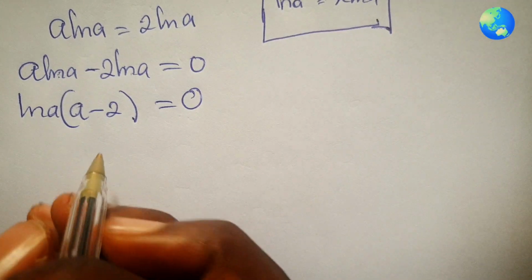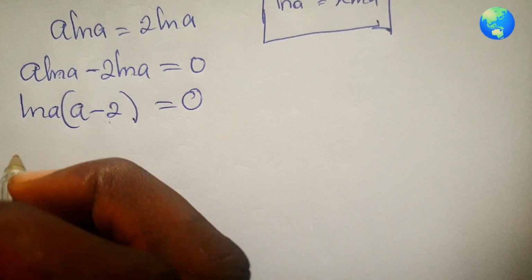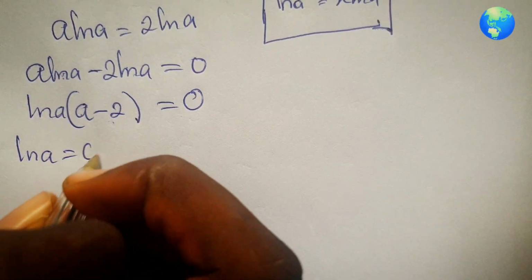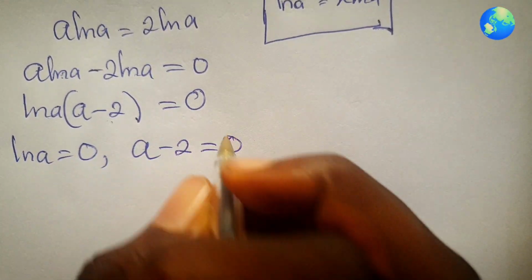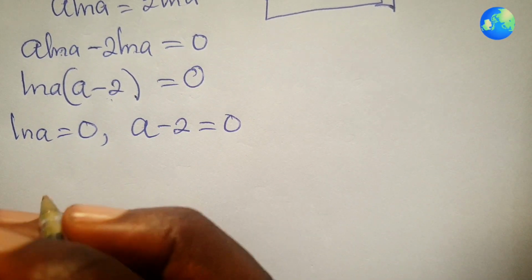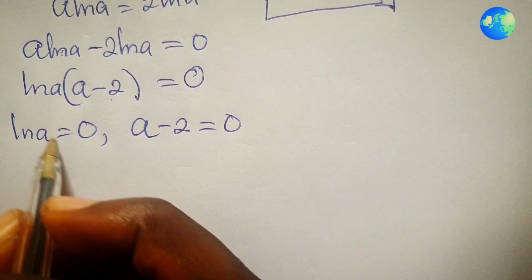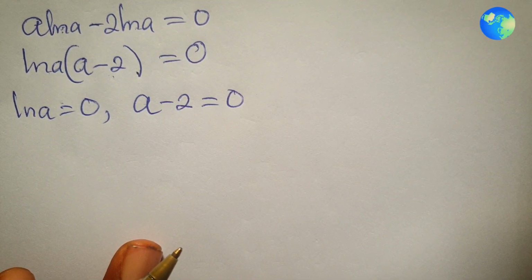After this, we all know that when you have two factors like this in maths, it means either natural log of a equals 0 or a minus 2 equals 0, because the 2 will satisfy the equation, right? Now let's solve this part first, then we'll check this, because it seems the question has two solutions, right?